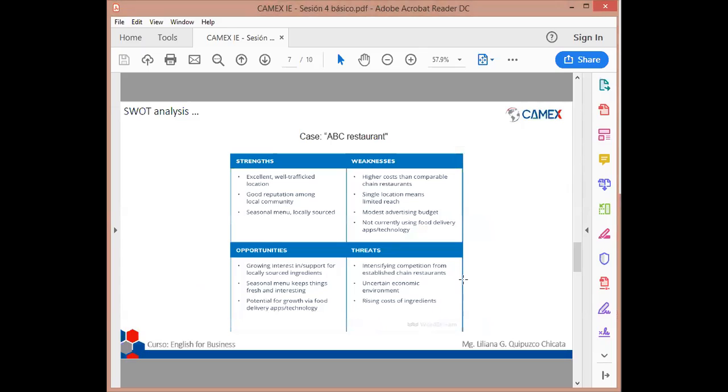I don't know if you have heard about Ajiku. They sell regular, local Peruvian food in the malls. So this would be a threat if they intensify their competition. They will be selling the same product that we do, but they sell it in the mall.